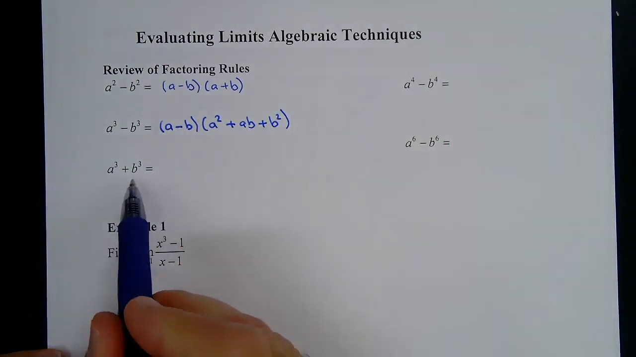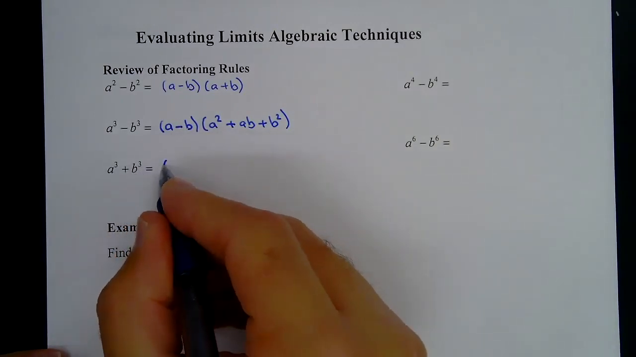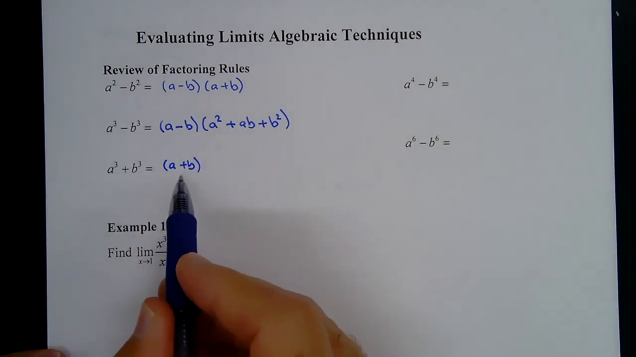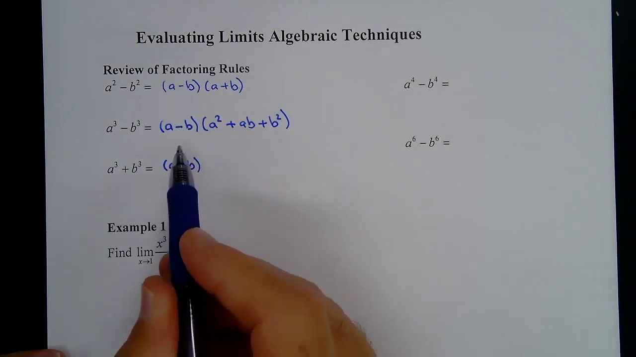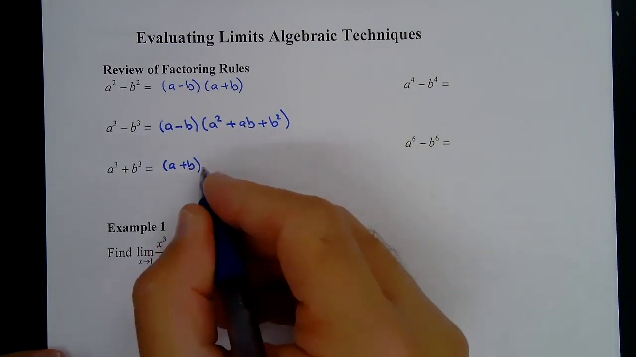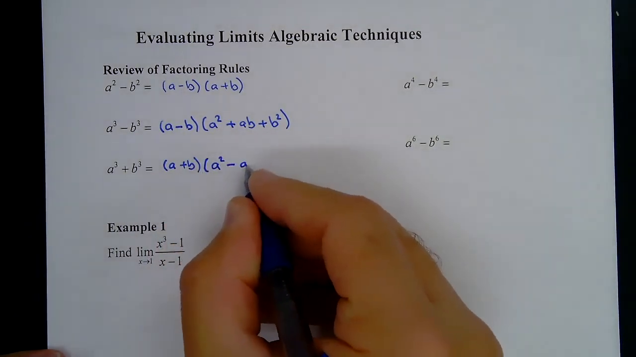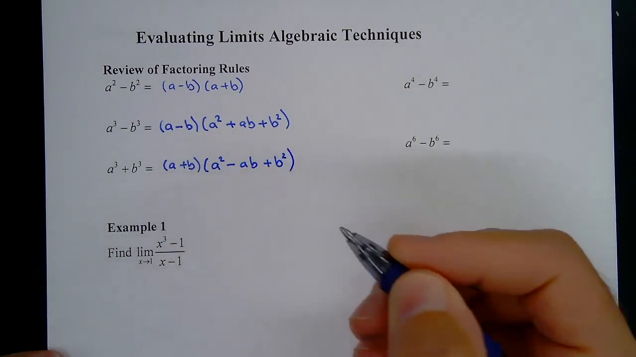And a cubed plus b cubed is very similar to this one, okay? But instead of a minus b, this first factor is a plus b. Now, it's really important that you know this first factor. I can get this other one for you and show you another way to do it, but you got to know this first factor, okay? So a cubed plus b cubed, the first factor is a plus b. The second factor would be a squared minus ab plus b squared, okay?